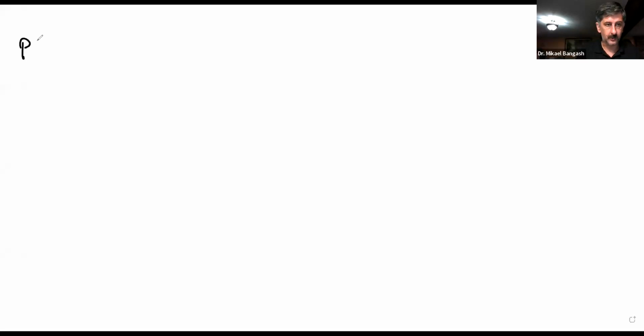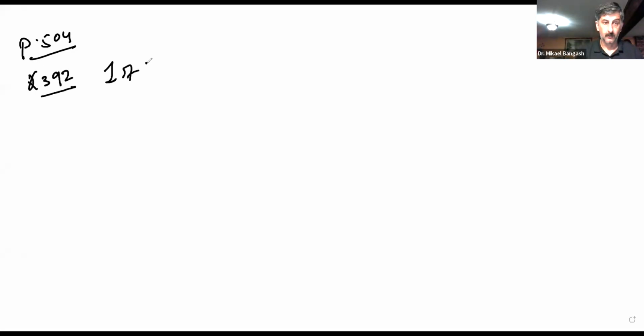We'll just go to SOK page 504, and we will look at question 392. Which of the following will improve the system's temporal resolution? So that means there are 4 options, but only one of the 4 will lead to an improved temporal resolution.